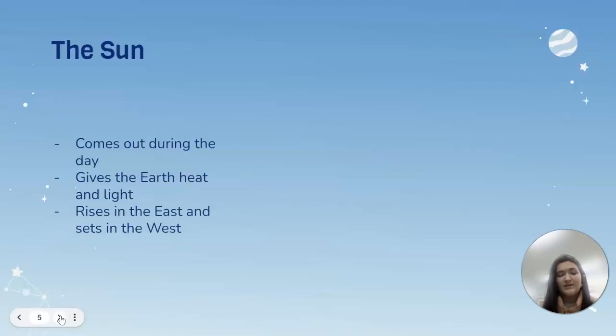The sun. So the sun comes out during the day. When you go out at night, you'll never see the sun. Now that means it's not night. And it gives the earth heat and light. So when I told you guys to think about how the sun makes you feel, when you go outside, especially during the summer, the sun can make the earth hot, right? Because it gives off heat. It also gives off light, which makes it bright outside, which kind of explains why sometimes the sun might hurt your eyes when you go outside.